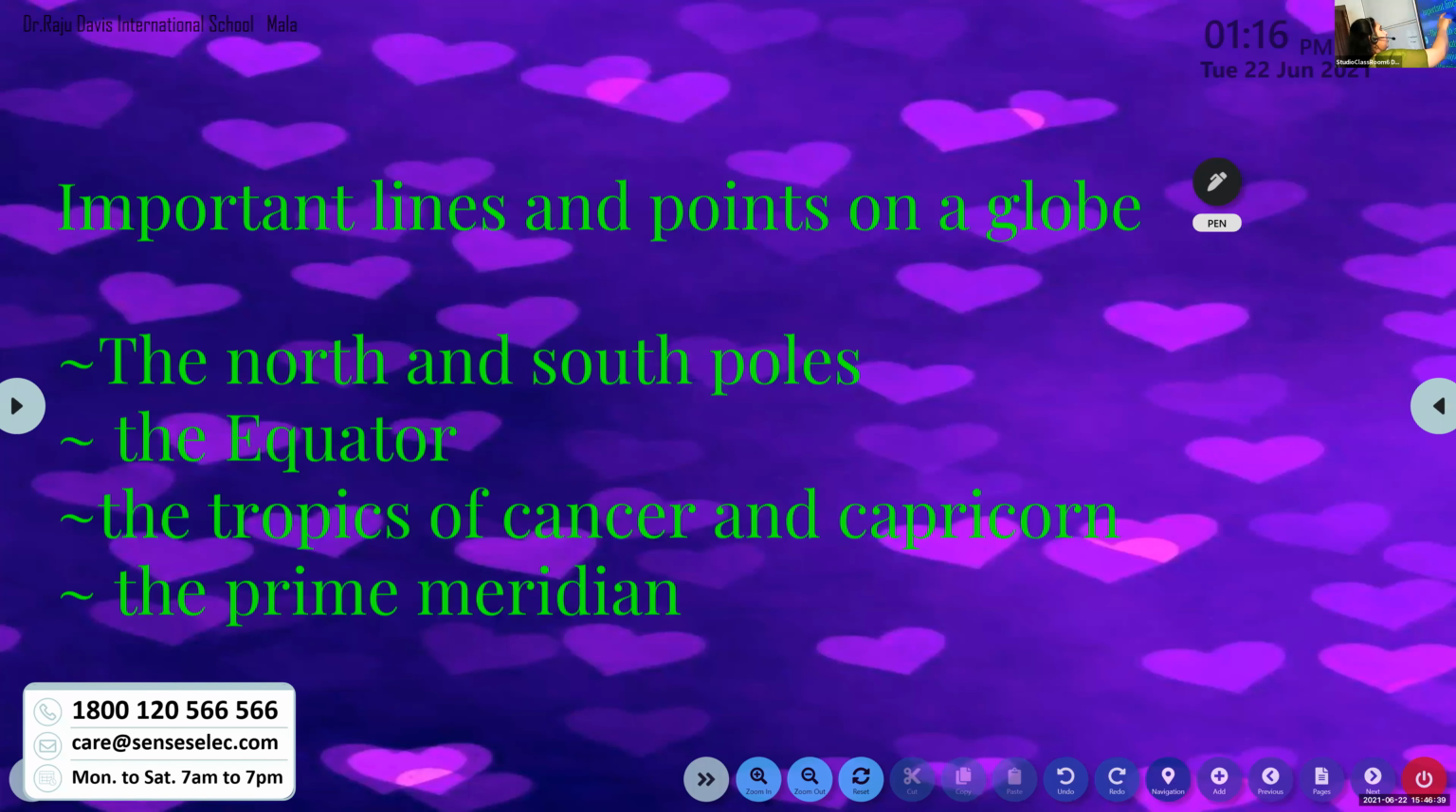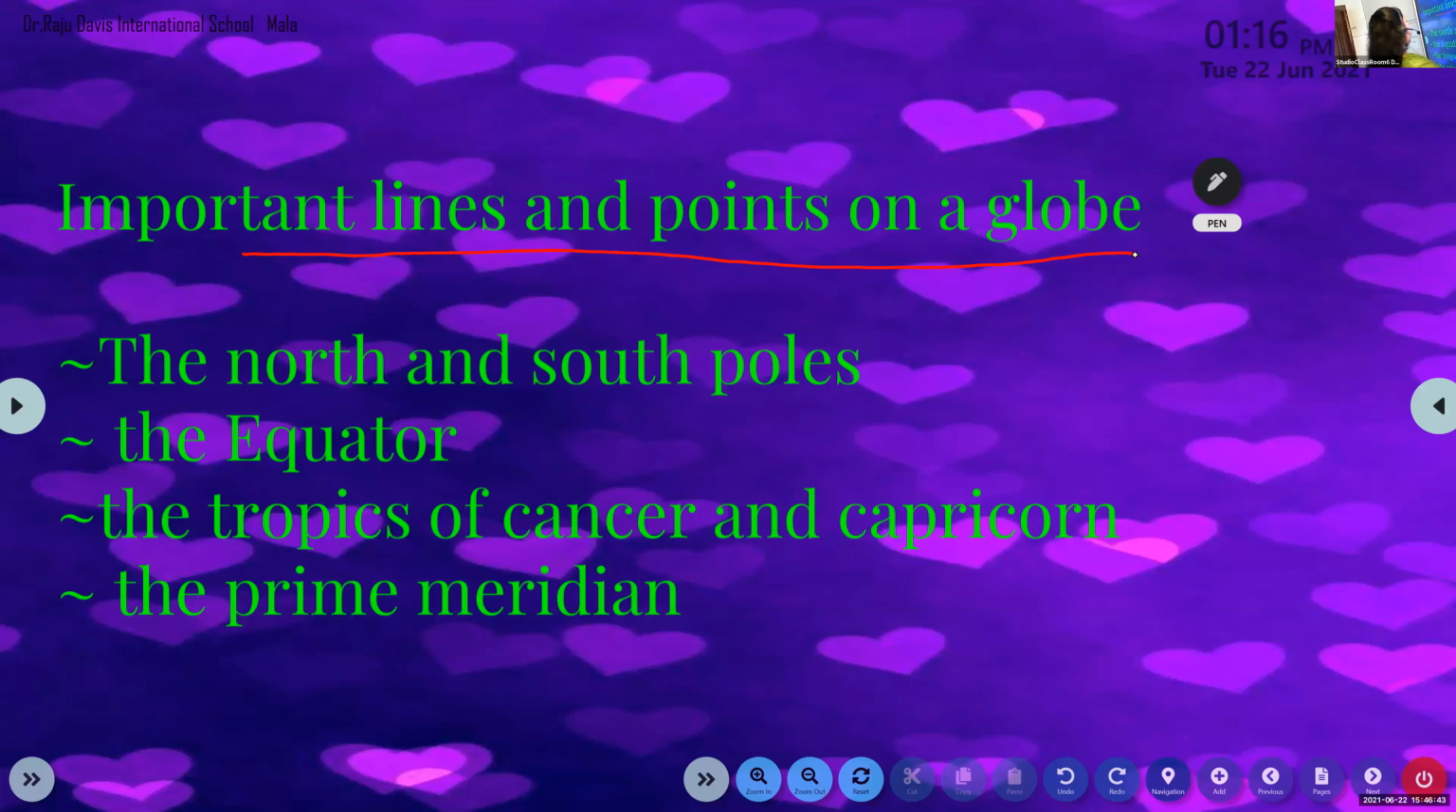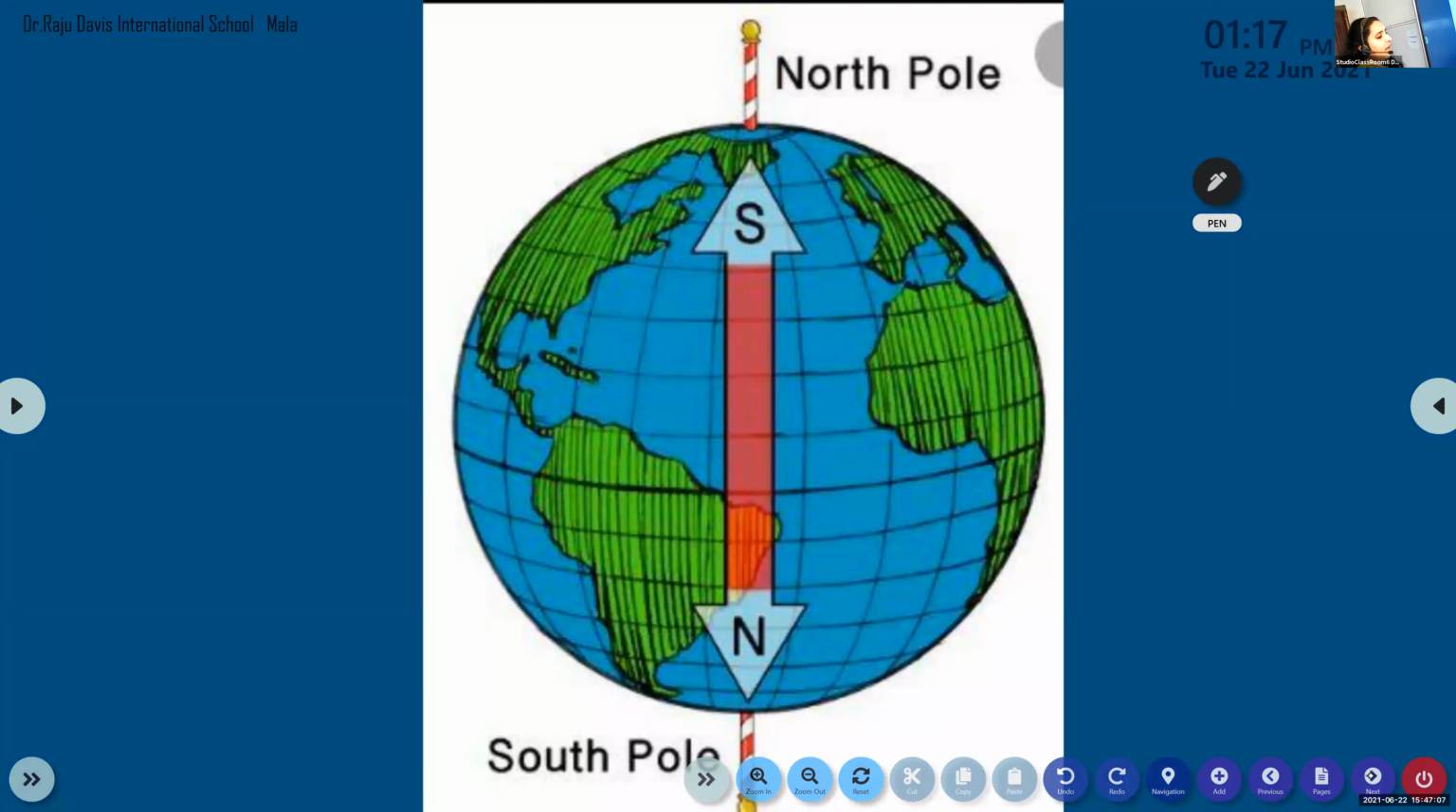Okay, today we are going to learn important lines and points on a globe. The first is the pole, the North and the South Poles. Do you know what is North Pole and the South Pole? They are the two ends of the Earth's axis. The North Pole is at the top and the South Pole is at the bottom of a globe. Look at the picture. Can you see the North Pole? They are the two ends of Earth's axis. One is at the top of the globe and the other one is at the bottom of the globe.